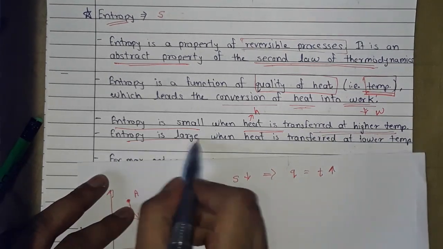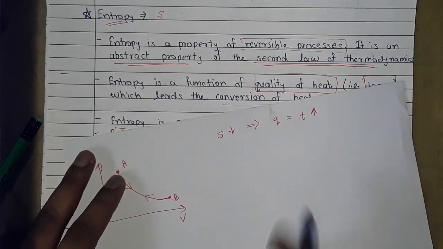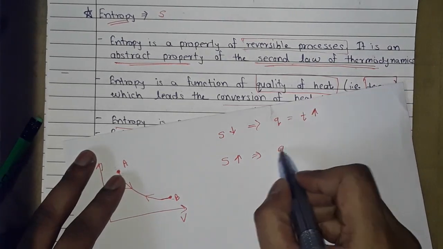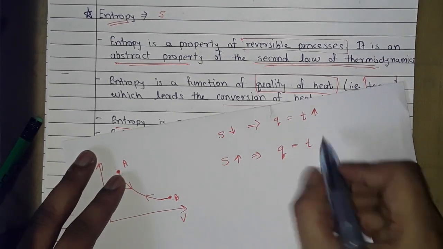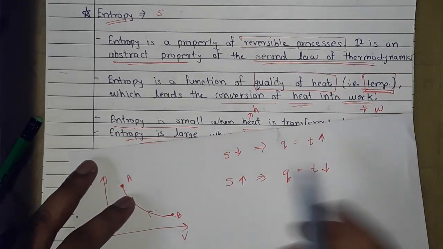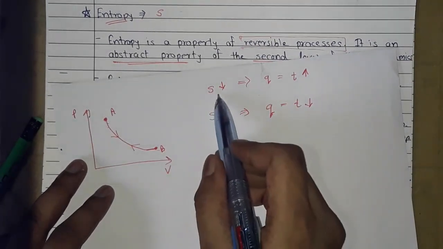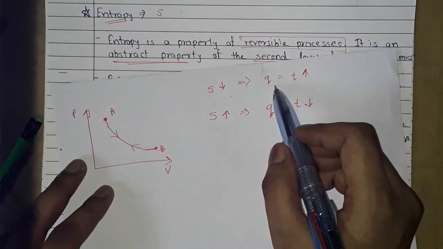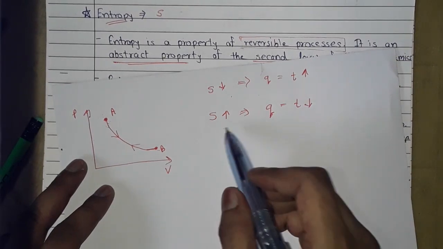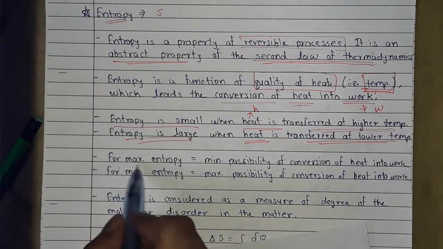And here entropy is large when heat is transferred at lower temperature. Here, friends, entropy is large when we transfer heat Q at lower temperature. You can say they are inverse of each other: entropy is small when heat is transferred at high temperature, and entropy is more when heat is transferred at lower temperature.